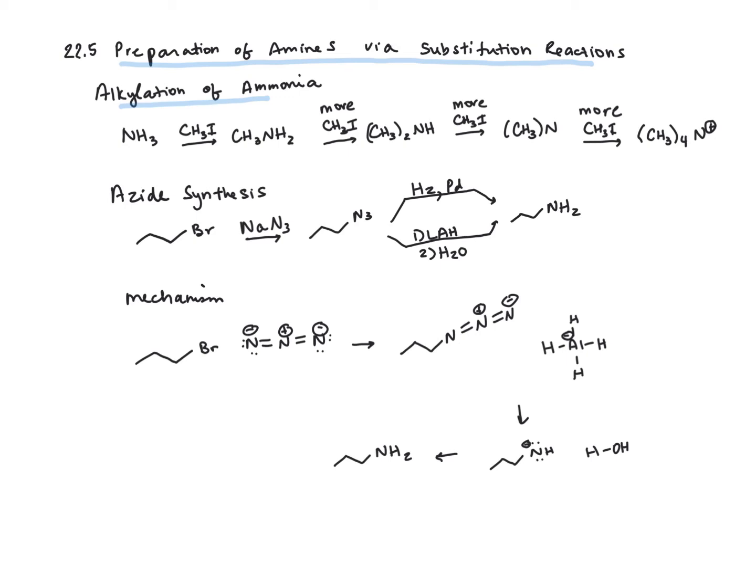And if we add more methyl iodide, then we get dimethylamine. If we add even more, then we get trimethylamine. And if we add even more, then we get our quaternary amine, which would be some sort of salt. And because we're using iodine as our compound with the leaving group, this would be the I- salt.